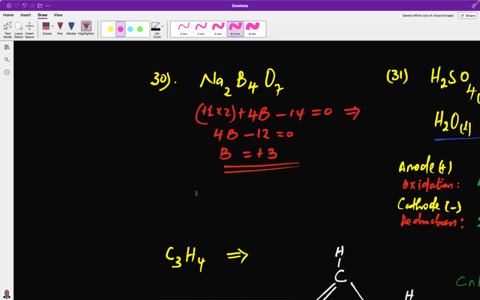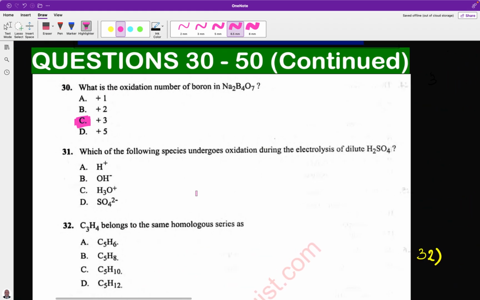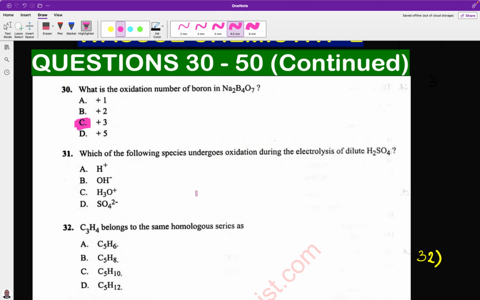Oxidation at the anode. Let's go to our answer column. Which of the following ion species undergoes oxidation? The one that is going to undergo oxidation at the anode is the OH⁻ ion, that is B. The OH⁻ ion is going to be undergoing oxidation at the anode.